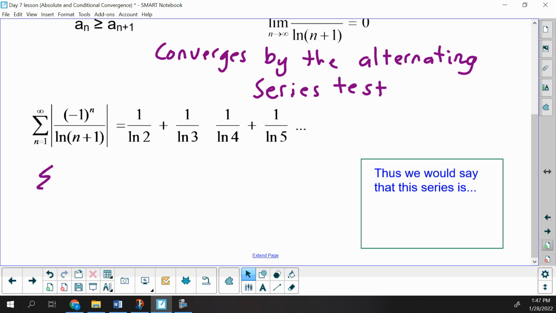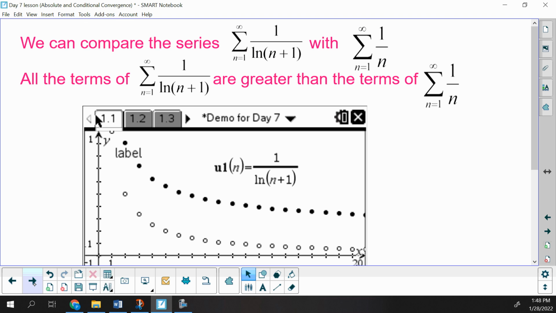So really, we're looking at the series of n equals 1 to infinity of 1 over natural log of n plus 1. If we look down on the bottom of the page, we could compare that to our series from 1 to infinity of 1 over n. And there's a graph comparing them. The 1 over n's are the open circles, and the 1 over natural log of n plus 1 is above it. So notice that 1 over natural log of n plus 1 is always greater than or equal to 1 over n.